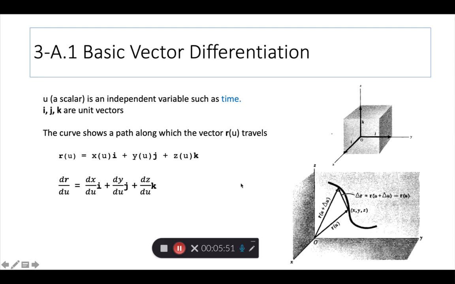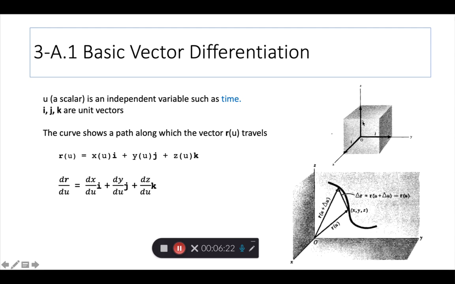And that curve is written, it has a basic equation like this, right? R as a function of u, which is an independent variable, and it could be time or some such thing. So R of u is written as a function of u x with the unit vector I, function of y with the unit vector j, and a function of z with the unit vector k.